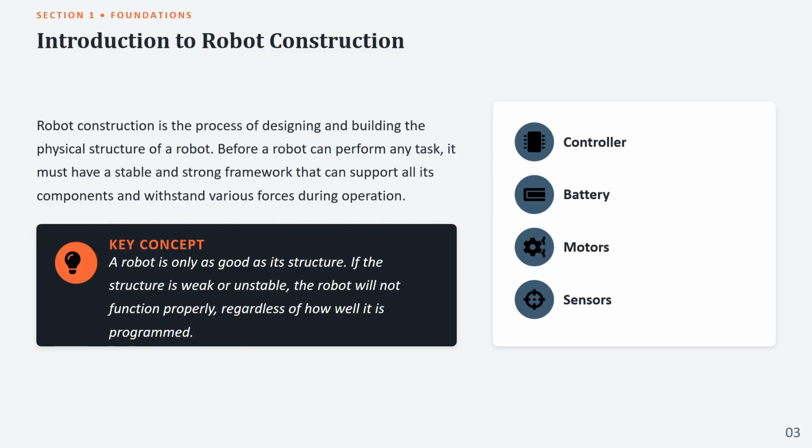This is just the introduction to my lesson. A robot is only as good as its structure. If the structure is weak or unstable, the robot will not function properly, regardless of how well you have programmed it. So if you just design your robot anyhow and the structure is weak, no matter how good the program is, your robot is not going to function properly.